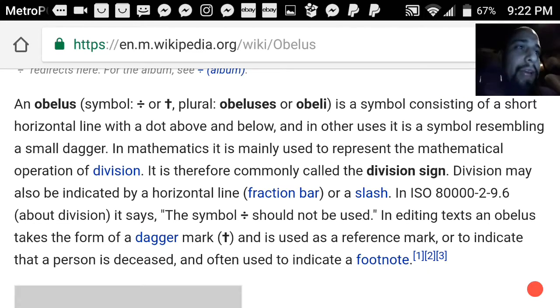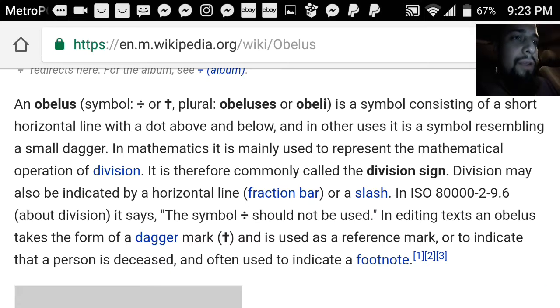Alright, so according to Wikipedia, the obelus symbol is the division symbol. You see that there's a dot above and a dot below, and then there's a horizontal line cutting in between it. Or it used to be a cross. So no matter what you think, I'm an atheist, I don't believe in that, the math uses the symbol of a cross like that. Okay?